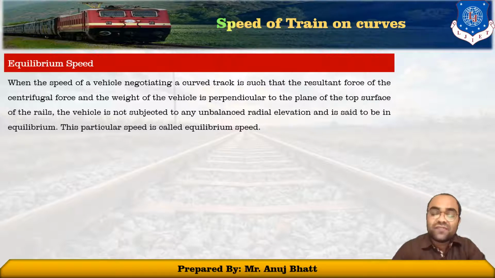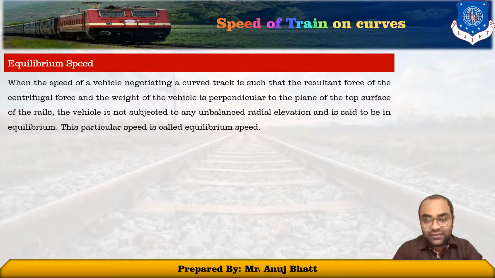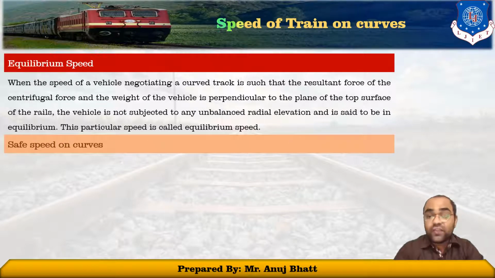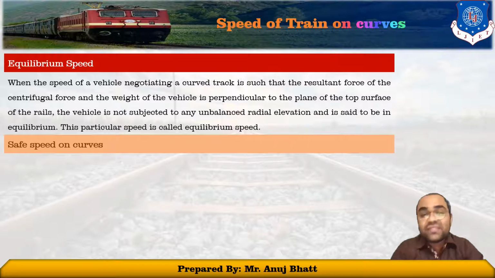In simple words, the equilibrium speed is the speed at which the effect of the centrifugal force is completely balanced by the cant or the superelevation that we have provided. Clear? Now, what is the safe speed on the curves? For all practical purposes, the safe speed means a speed which is safe from all the dangers of overturning and derailment with a certain margin of safety.